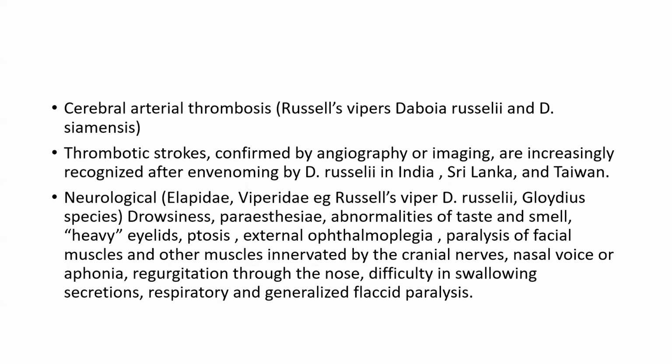Neurological manifestations are caused mainly by elapids, and the viper D. russelii, and manifest as drowsiness, paresthesia, abnormalities of taste and smell, heavy eyelid, ptosis, external ophthalmoplegia, paralysis of facial muscles and other muscles innervated by cranial nerves, nasal voice or aphonia, regurgitation through the nose and difficulty in swallowing, secretions, respiratory and general flaccid paralysis.